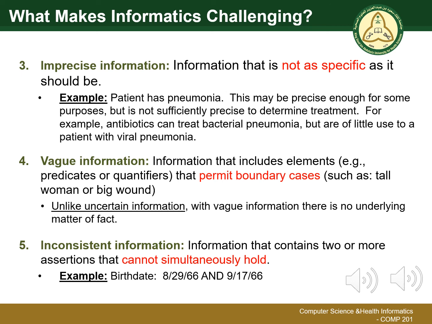Finally, inconsistent information, which is information that contains two or more assertions that cannot be held together at the same time. يعني for example, date of birth. For one person it is impossible that he has two dates of birth. And this is an example of inconsistent information.